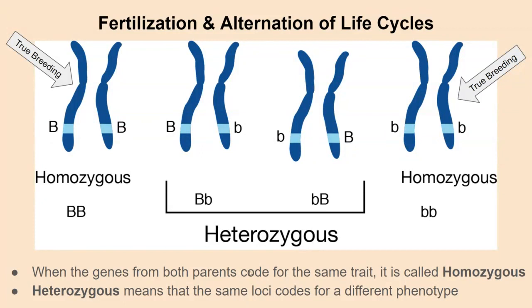Now, in normal autosomal inheritance, if the offspring is heterozygous, meaning we have one dominant and one recessive, it will only express the dominant phenotype because the recessive one is kind of covered up.